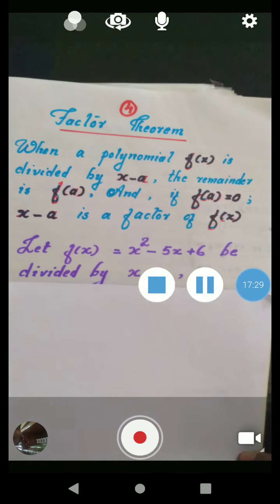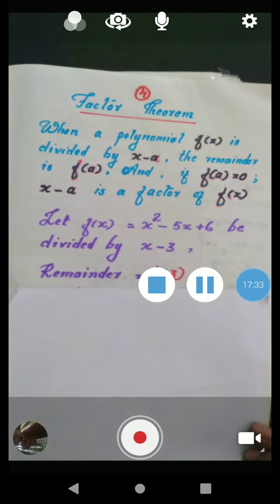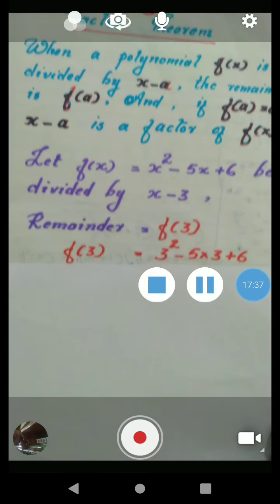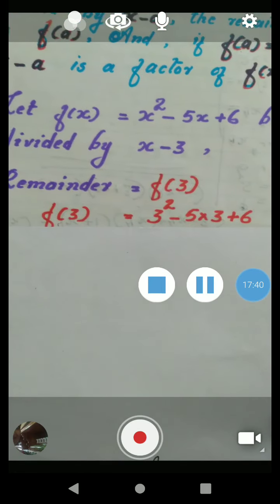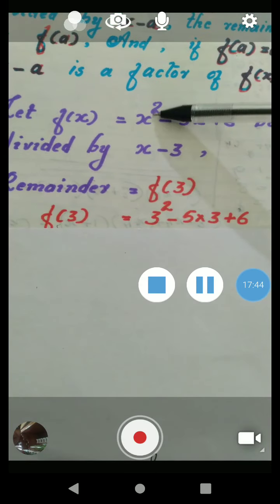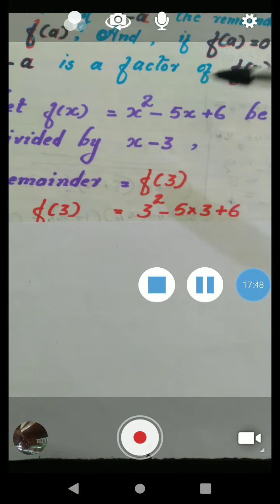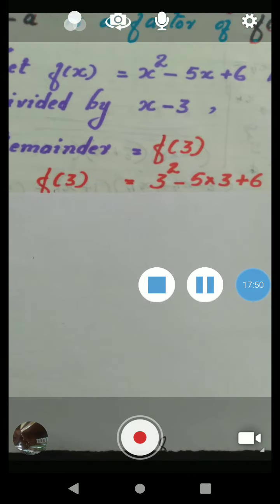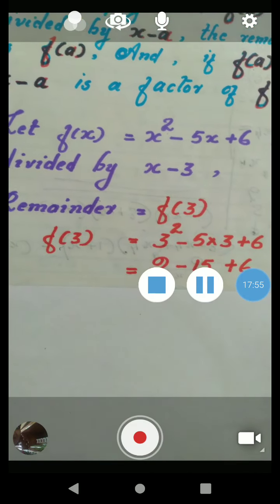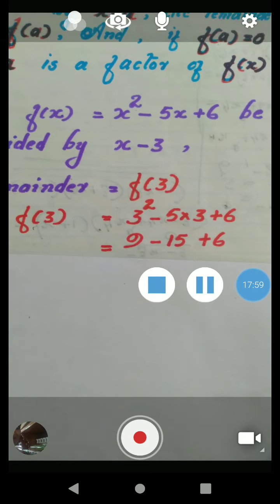Transpose minus 3 to the other side. We get x is equal to 3. Therefore, the remainder is f(3). Now, you can see what is f(3). f(3) is equal to, substitute 3 here. We get 3 squared minus 5 into 3 plus 6. When you simplify, you will get 9 minus 15 plus 6. What is 9 minus 15 plus 6?